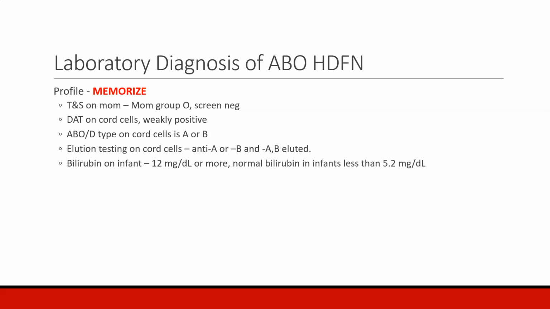You do an ABO type on the cord cells, which are the baby cells, and the type is an A or a B. If you were to perform elution testing on the cord cells, anti-A or anti-B as well as anti-A,B will be eluted. The bilirubin on the infant will be 12 milligrams per deciliter or more. Normal bilirubin in infants is less than 5.2 milligrams per deciliter. Infants are born and have higher bilis than adults as their normal values, just because it takes them a little bit of time to get their liver up and running.